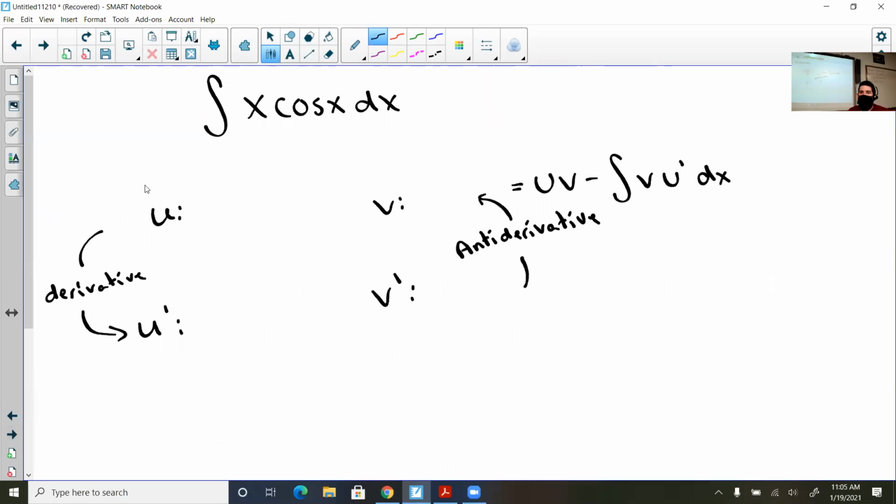So here is my integral, and I want to figure out what would be a good u value and what would be a good v prime value. I said that it's usually useful to make the first value u. So I'm going to say that if this is x, then this must be the cosine of x.